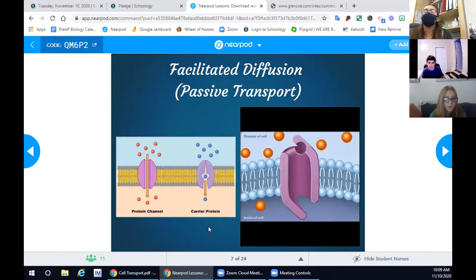So again, they're too big to fit through the lipids, so they're going to need to go through a protein channel, and that's kind of like the gate. And it still goes from an area of high concentration to an area of low concentration.